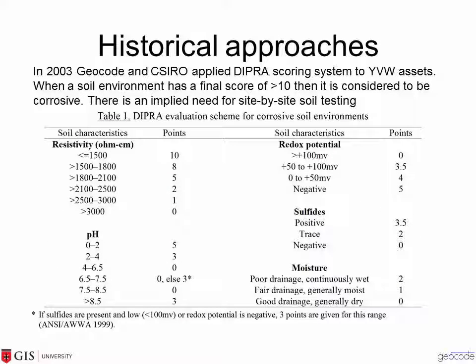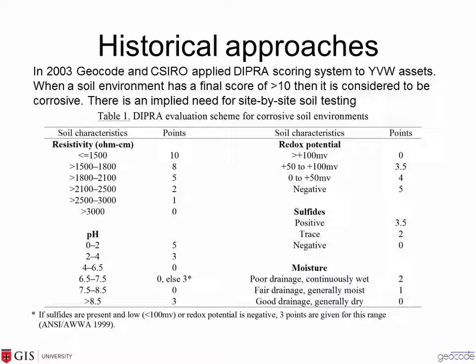So in 2003, Geocode and CSIRO applied the DIPRA scoring system to Yarra Valley Water's assets. With this system, when a soil environment has a final score of greater than 10, then it is considered to be corrosive. So there's an implied need for site-by-site soil testing here, although as you'll see we did apply this quantitatively to most of Yarra Valley Water's assets.